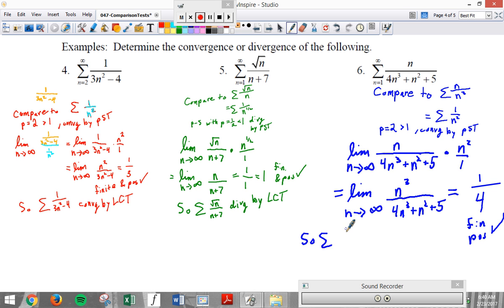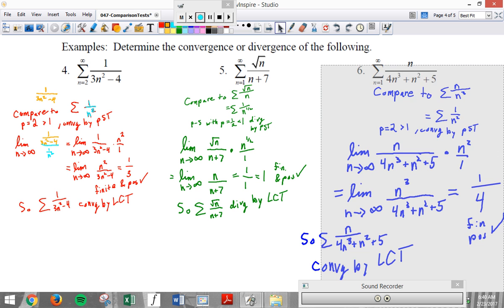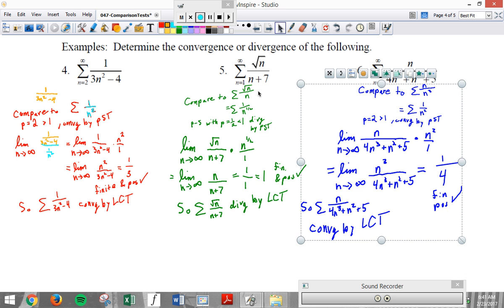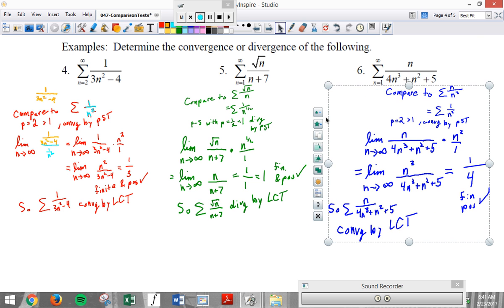So, because the one we compared it to converges, so I really don't want to write it, but look how I'm writing it. The fact that I'm writing it means you would need to write it on a test. Converges by LCT.